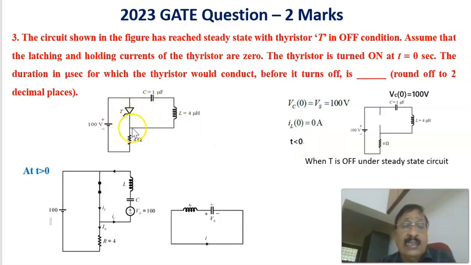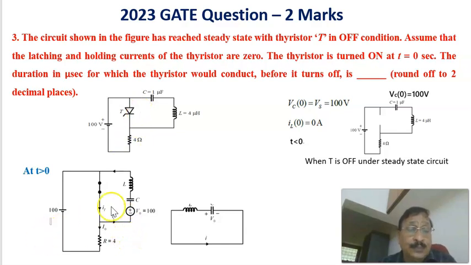Therefore, once the thyristor is turned on, the equivalent circuit is shown here. Because the capacitor voltage has already reached 100 volts, that is represented as this 100 volts. Here this is a capacitor and this is the inductor, and the thyristor is conducting, so this is a closed switch, and this is the 4 ohm load resistance. Therefore, this is the equivalent circuit for time t more than 0, once the thyristor SCR is conducting.